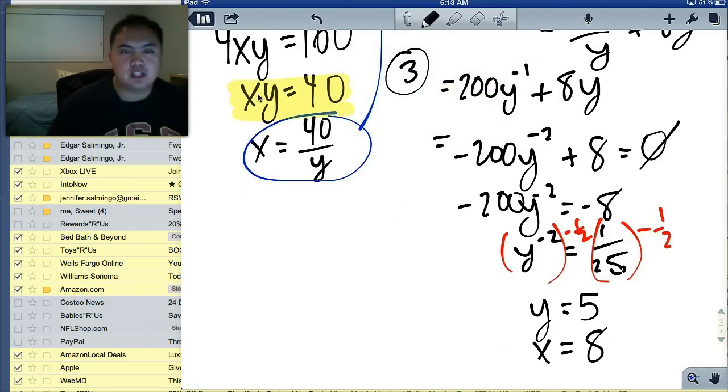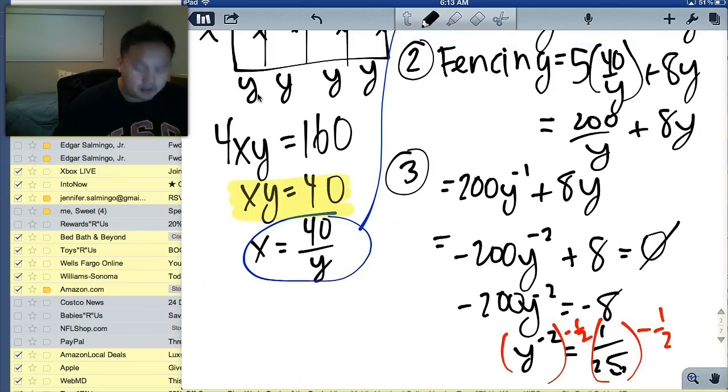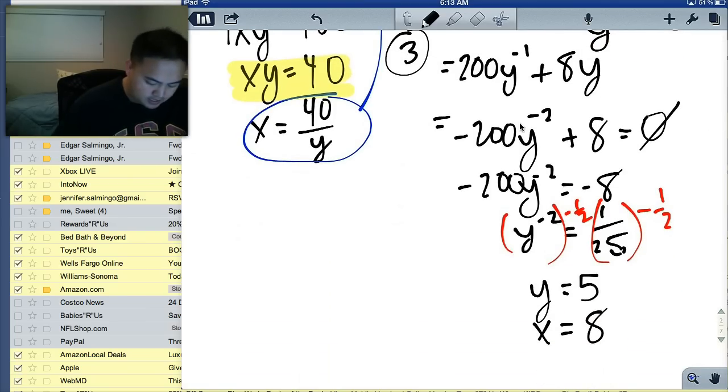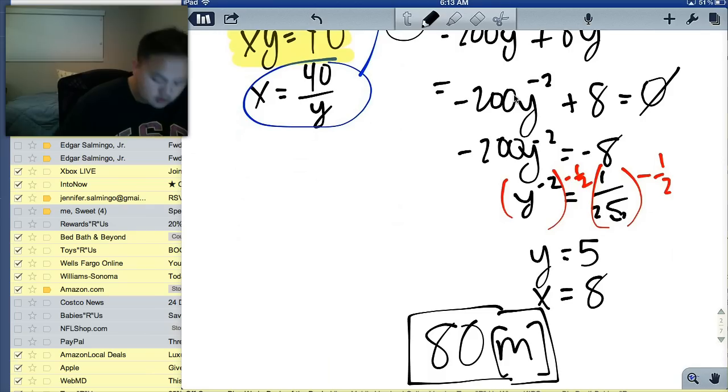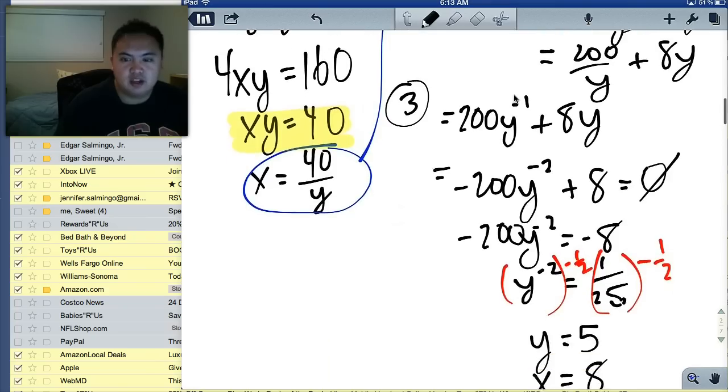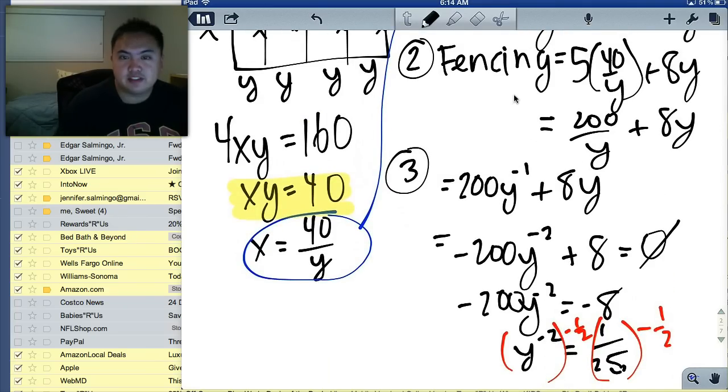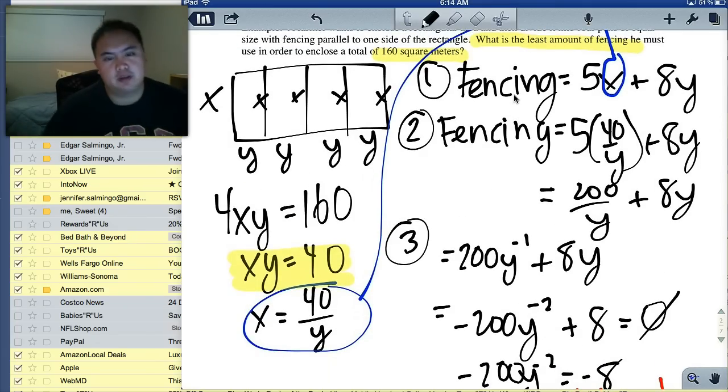So the question is, what is the least amount of fencing I need? Well, I could plug it back into my fencing equation, right? So I could plug 5 into here. 200 divided by 5 is 40, plus another 40. So the least amount of fencing I need is 80. And don't forget your units. So I only need 80 meters of fence, and I could enclose 160 square meters.